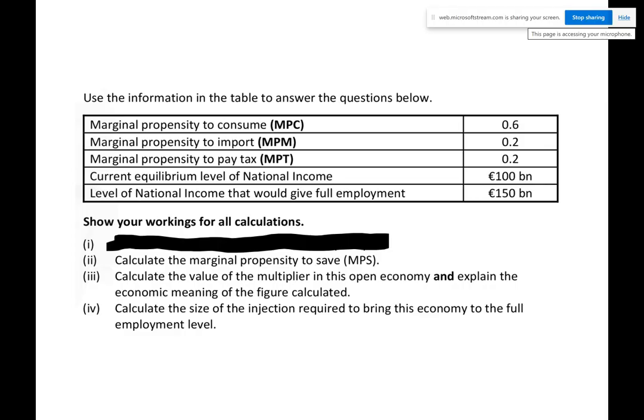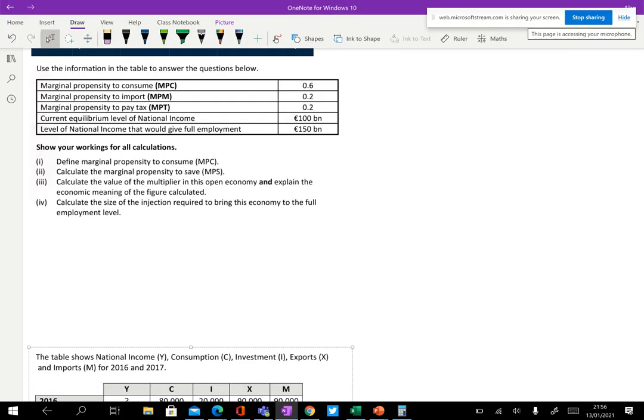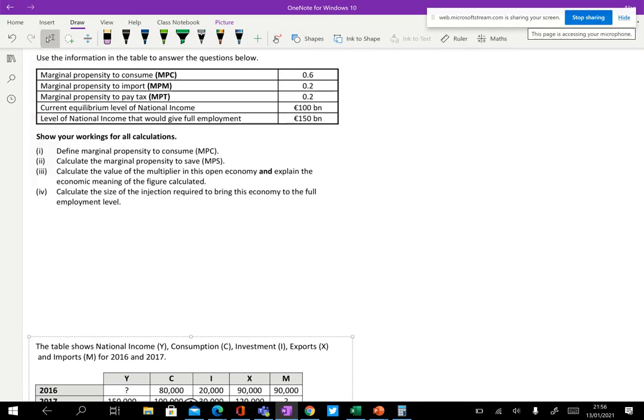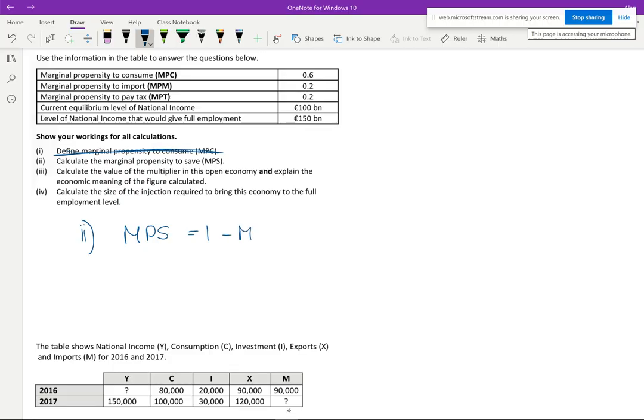So pause. Okay, I'm going to do it now. Let me just get onto this one. Perfect. We're going to do this pretty quick. I'll use a blue pen for this, and let's belt through it. Number one, we have to do MPC. Well, we know from our formula, I'm not going to bother with defining it, so we're straight on to part two: calculate the marginal propensity to save. Well, we know that MPS is equal to 1 minus MPC, correct?